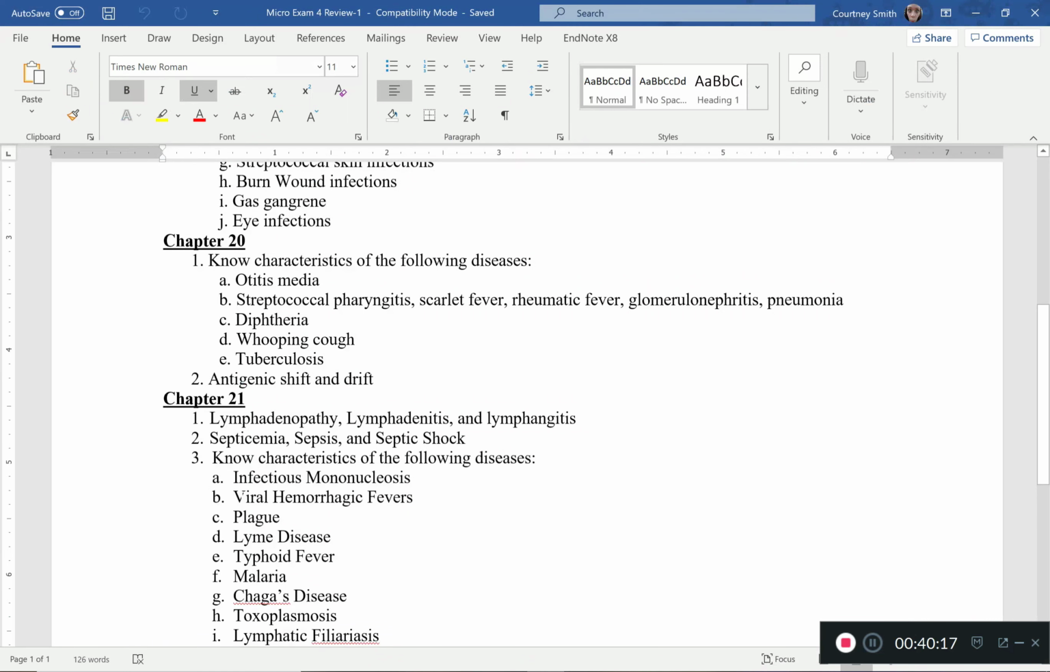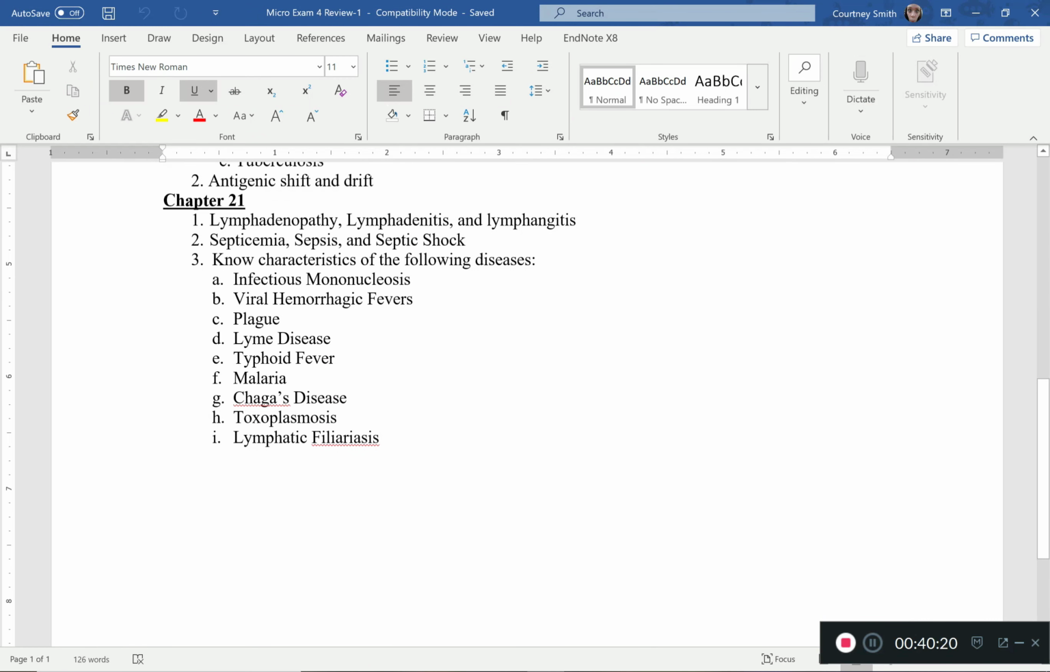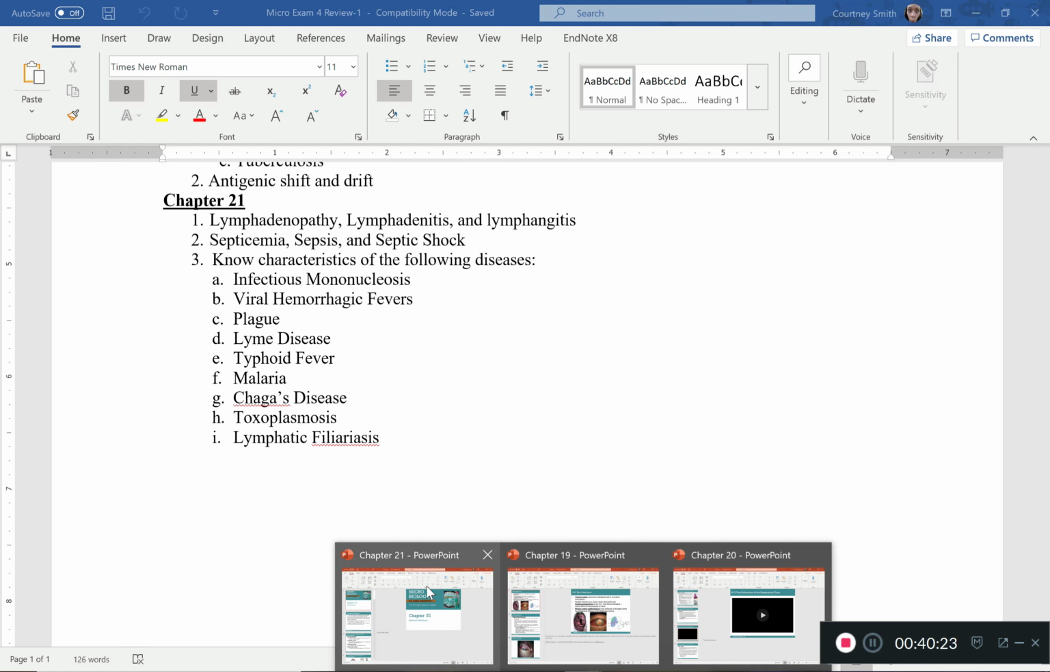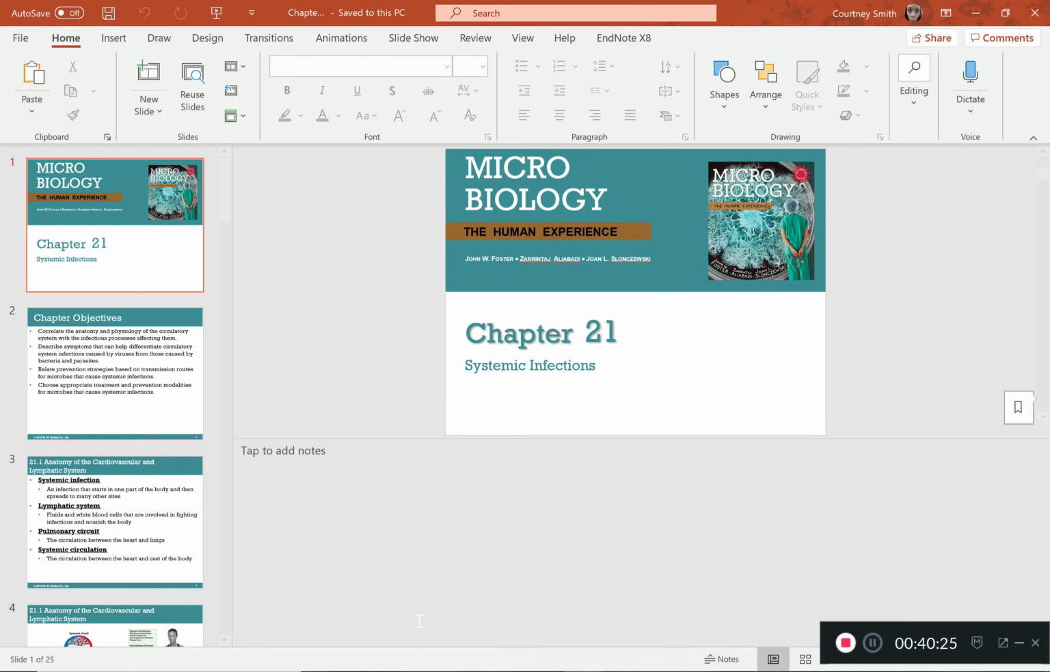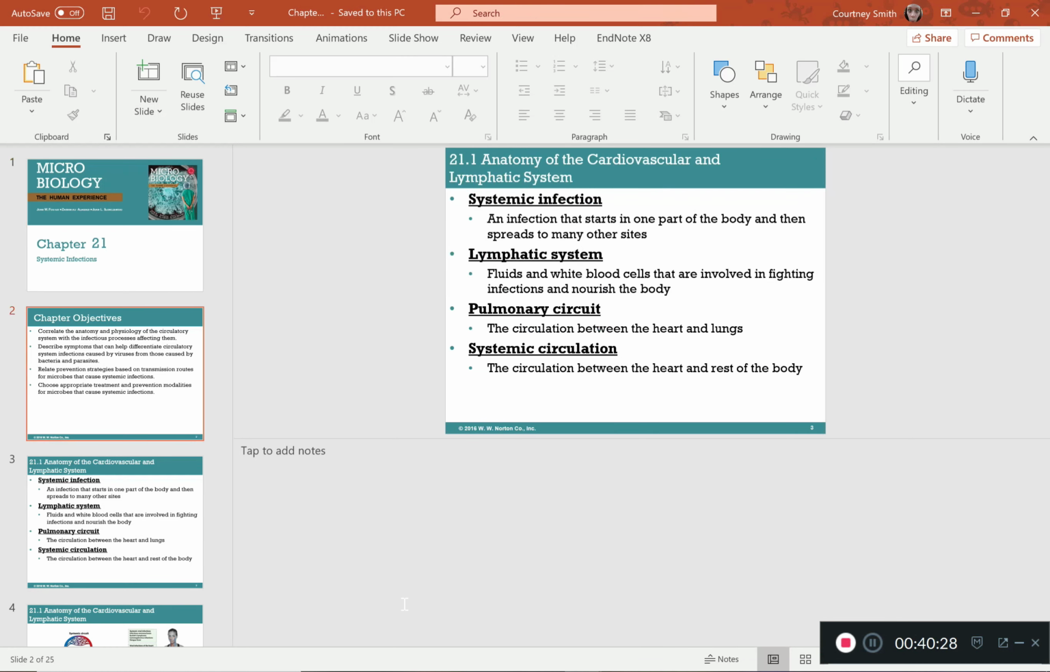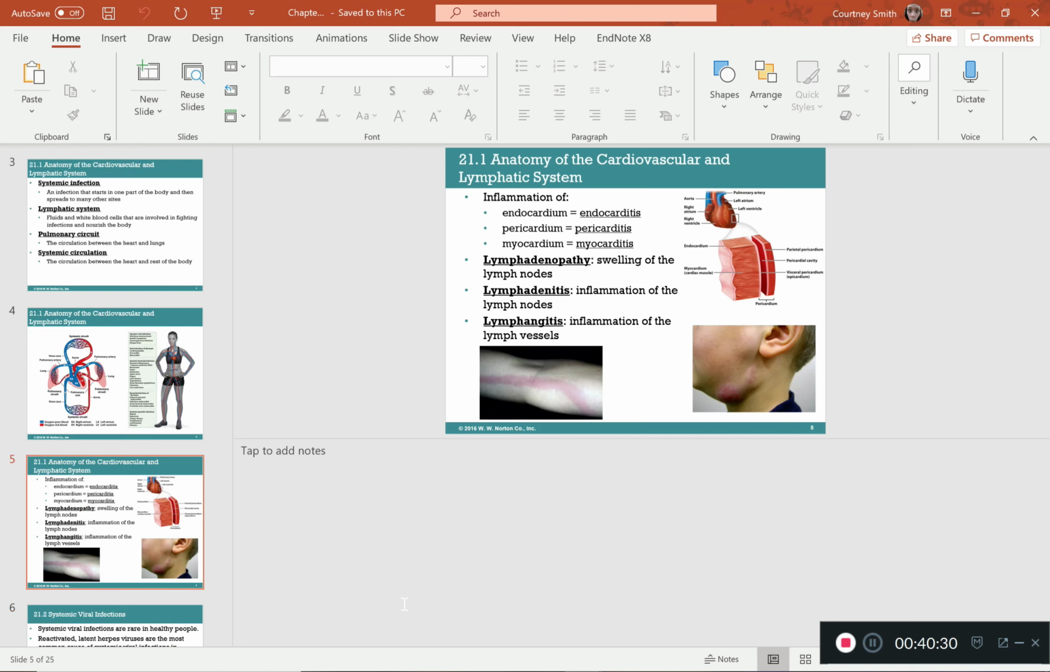Okay, so with that, we're going to go ahead and go into chapter 21. Chapter 21 covers systemic infections. With systemic infections, I do want you to know definitely the slide, so I want you to know how to categorize different inflammation types based on region, and then also the terminology that goes with it. I believe I do ask a question about that. Let me double check so y'all can be prepared. Yes, I do ask about that.